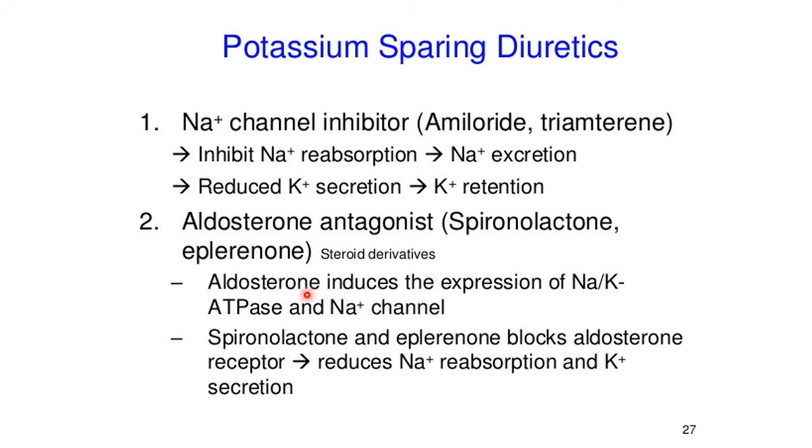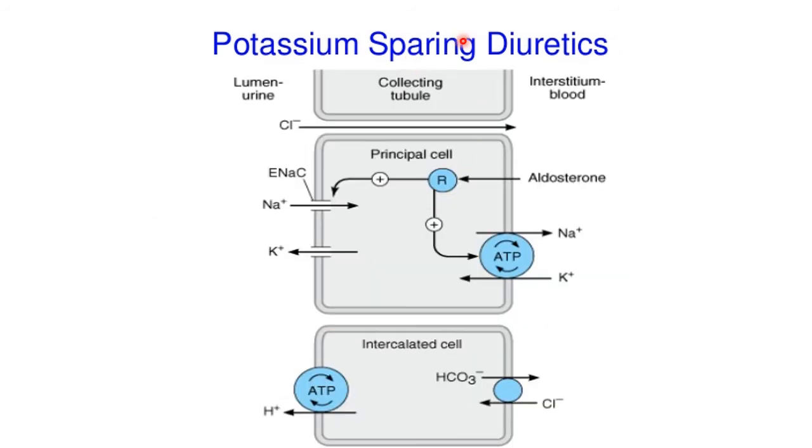Normally, what does aldosterone do? Normally, aldosterone in your kidney induces the expression of sodium potassium ATPase and sodium channel. Spironolactone and eplerenone block this aldosterone receptor, so there will be a reduction of sodium reabsorption and potassium secretion. Now I am going to show the picture. Potassium sparing diuretics act in the collecting tubule.